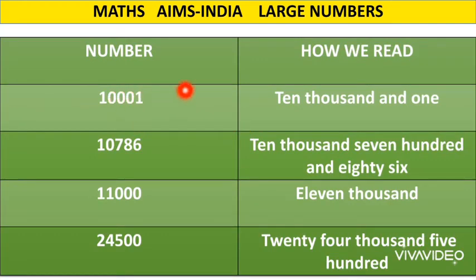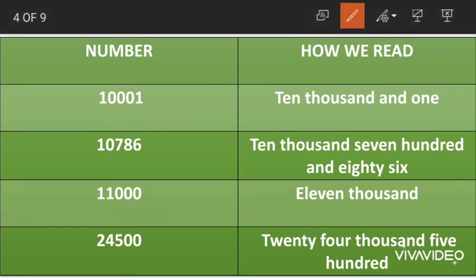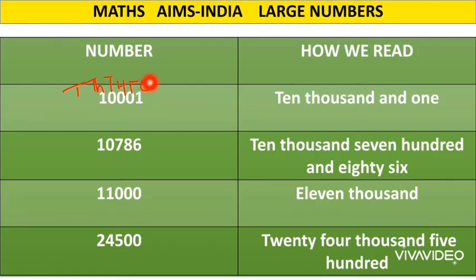Here we learn about some examples of how to read 5-digit numbers. First number is 10001. What is the first number, children? 10001. Let us write the place values, okay? Ones, tens, hundreds, thousands and 10,000s. Okay children, ones, tens, hundreds, thousands and 10,000.